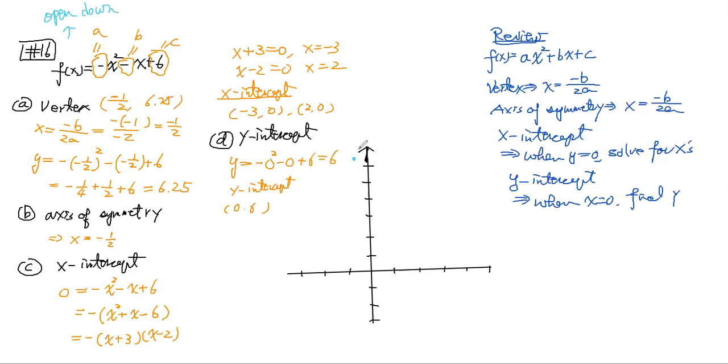Now, this is also the axis of symmetry here. Now for the x-intercepts, negative 3 is here and 2 is here. The y-intercept is 6, so it's here, 0 and 6. So now you can graph it. So this will be your projected graph.